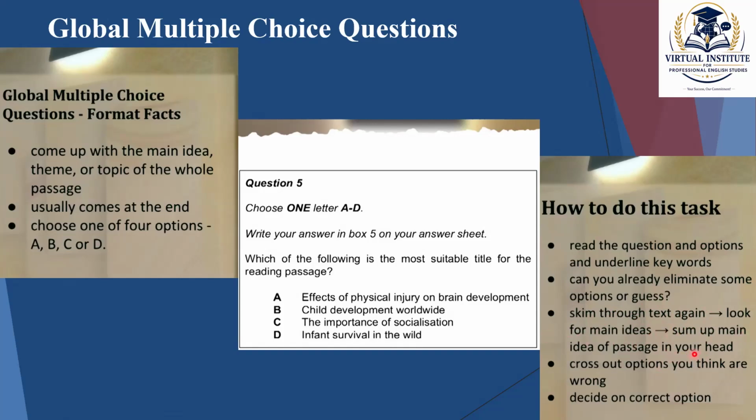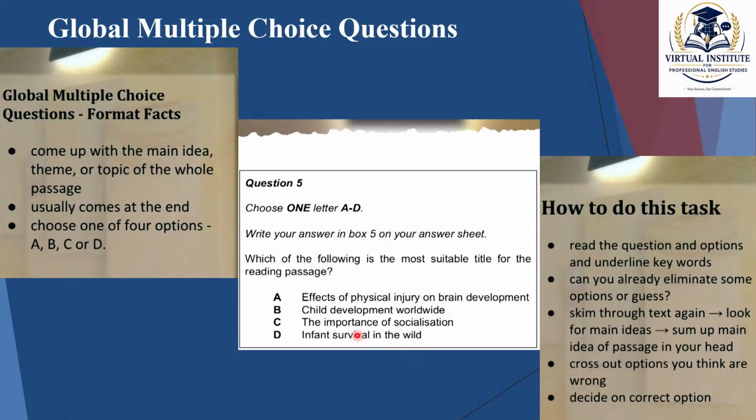You can collect all the main ideas. Main ideas mean all the topic sentences from each and every paragraph. You can collect them in your mind and then think about a possible topic. So any of the options might click in your mind, right? Then cross out options you think are wrong. You can cross them out and then choose.